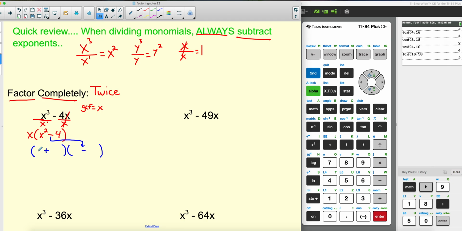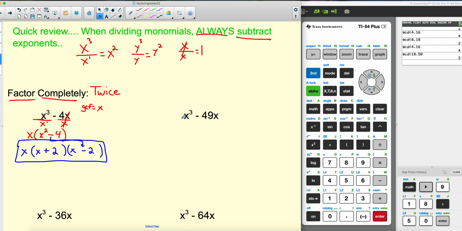The square root of x squared is x. The square root of 4 is 2. And of course, your GCF of x comes down. So your final answer, guys, is x times x plus 2 times x minus 2. Done. That's how you factor completely. Simple. Let's look at another one.